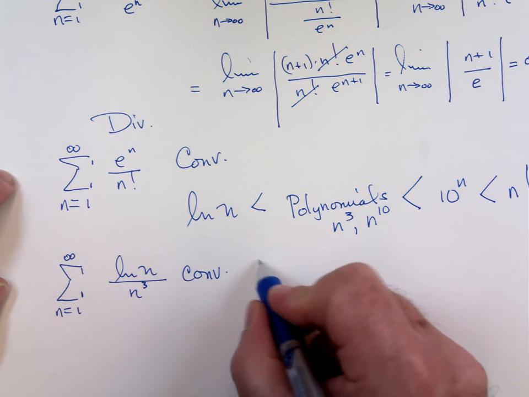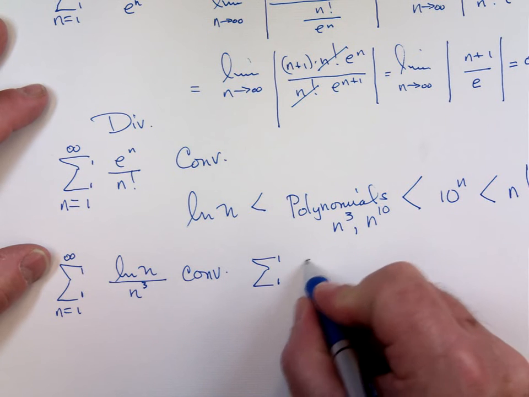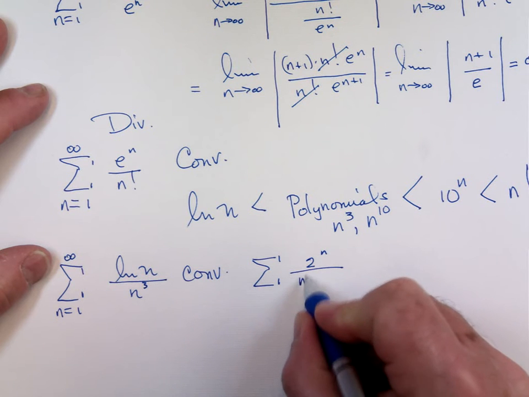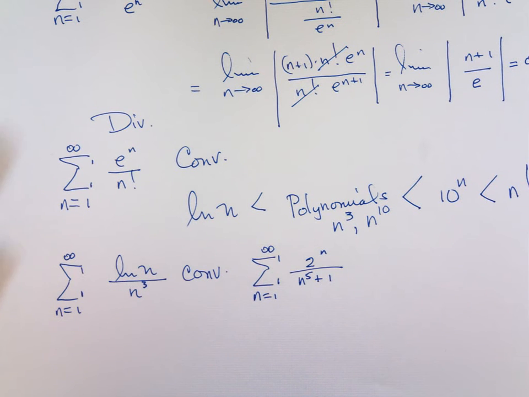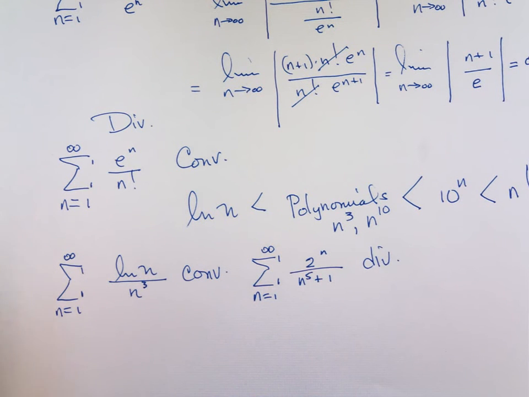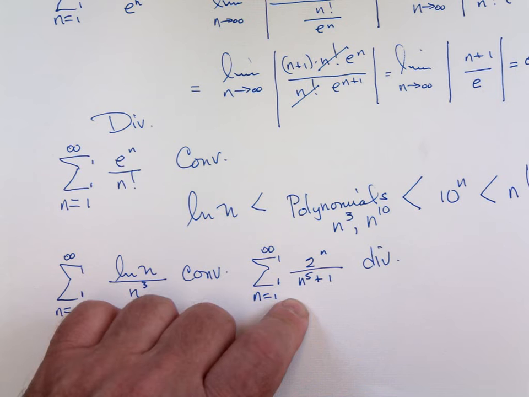Let's do this. Let's suppose you have 2 to the n over n to the 5th plus 1. Converge or diverge? This diverges because the numerator is increasing faster. It may not be faster in the beginning because 2 to the n just doubles and this goes to a 5th power. But you know what? Sooner or later, exponential functions catch up to and surpass polynomials.